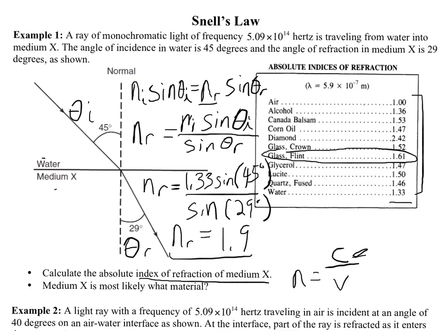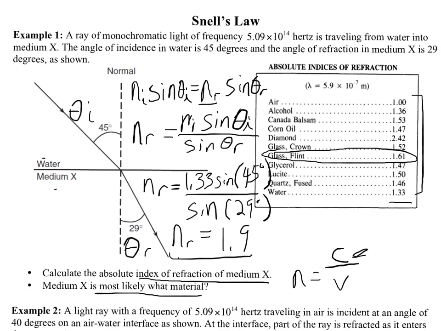And so, most likely, is kind of your cue that you're going for the one that's closest. And the closest one is flint glass. The next closest might be diamond, but it's still farther off than flint glass. And so, that's how you could use an index of refraction to figure out what some material is. You could look up a table of common materials, and then whatever you get, pick the one that's closest.